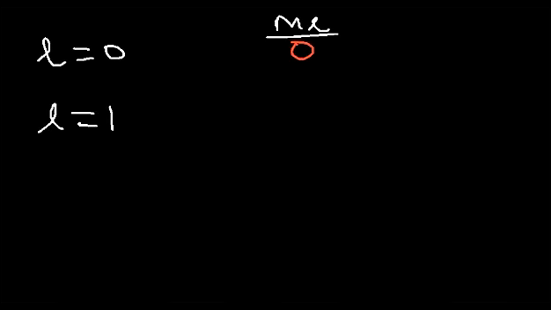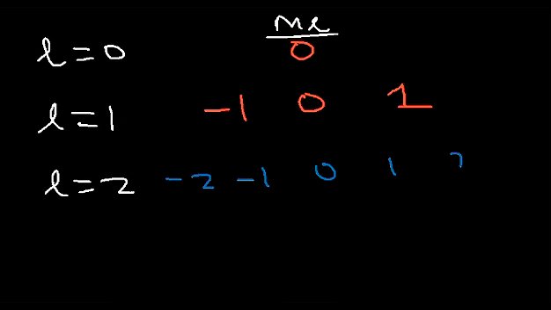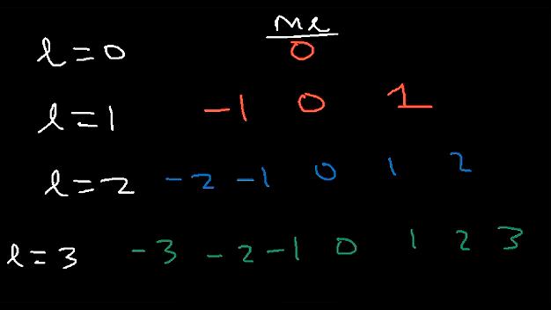Now what about ml? When l is 0, ml can only be 0. When l is 1, ml can be -1, 0, or 1. When l is 2, ml could be -2, -1, 0, 1, or 2. And finally, when l is 3, ml could be -3, -2, -1, 0, 1, 2, and 3. Now we said ml is associated with the specific orbital within a sublevel.